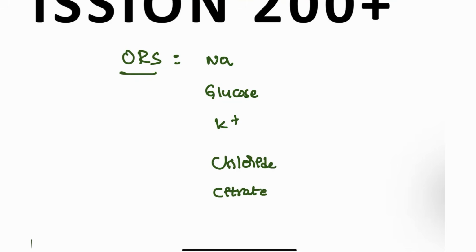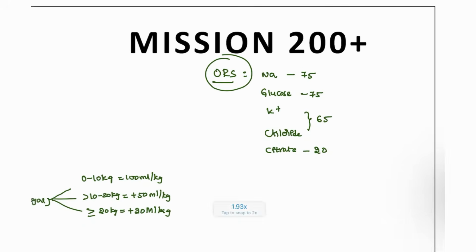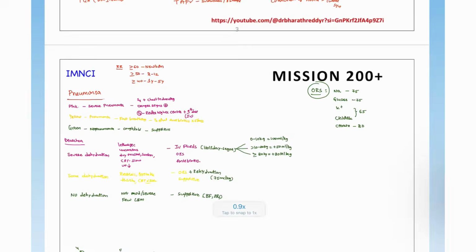So sodium will be around 75, glucose is also 75. Okay, and potassium is around 65 and chloride, KCl, and citrate is around 20. Okay, this is the WHO ORS classification. Only these powders should be given for the babies. Rather than that, if there is any other formulation, that can be detrimental and a high risk for the babies.